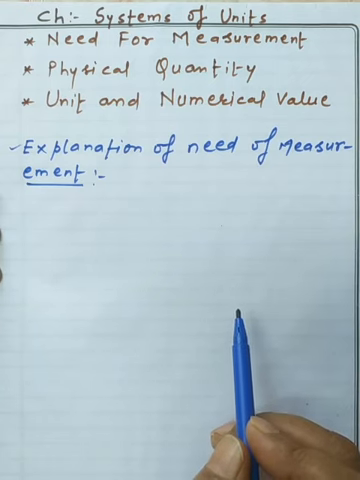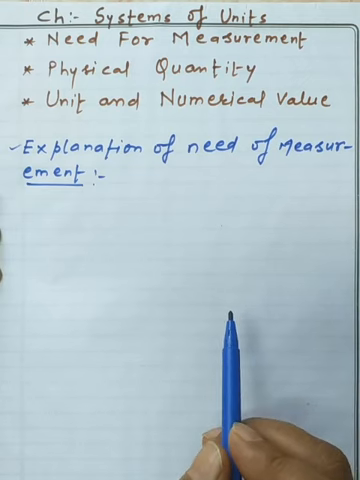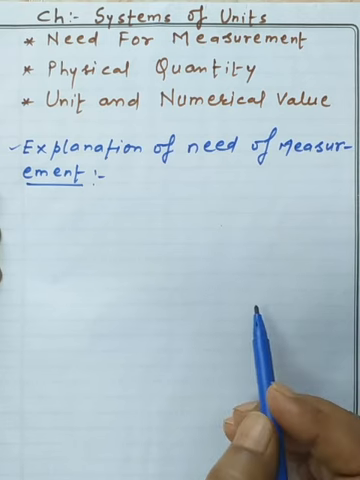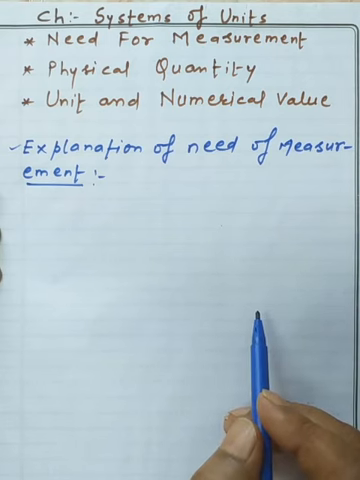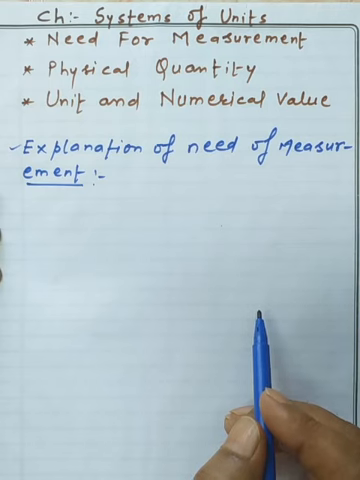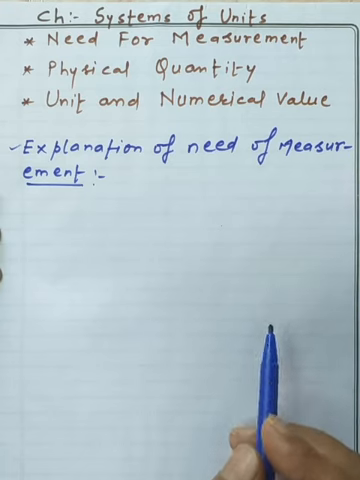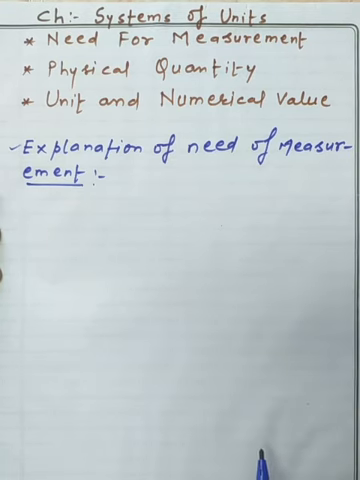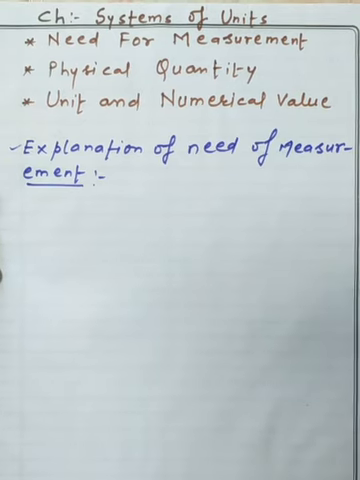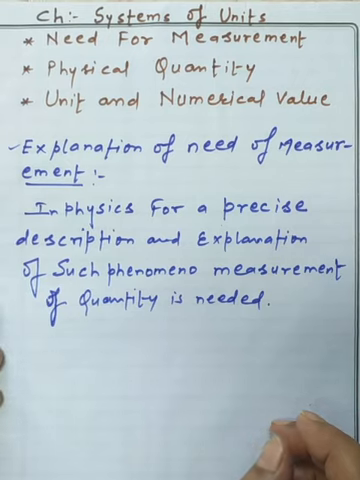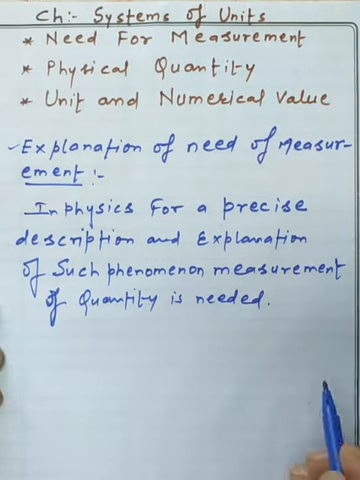So, we know that physics is the branch of science which deals with nature and natural phenomena, and if we want to say anything about any phenomena which follows the laws of physics, there should be authenticity in the statement. So we need precise measurement and explanation of such phenomena. Many phenomena are there, and we have to talk about them authentically. So, in physics, for a precise description and explanation of such phenomena, measurement of a quantity is needed.